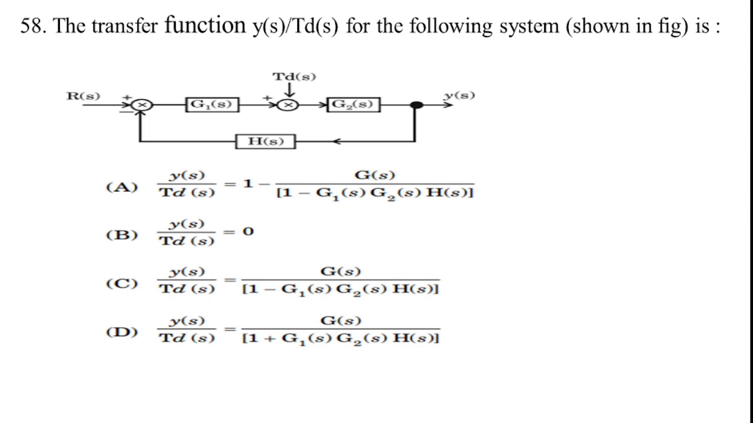The transfer function Y(s) by R(s) for the following system given. Here, in the control system, one figure is given, and to solve this, here is the positive feedback. It is easy to solve when 1 plus G1(s) G2(s) and the feedback H(s). Okay, option D is correct.